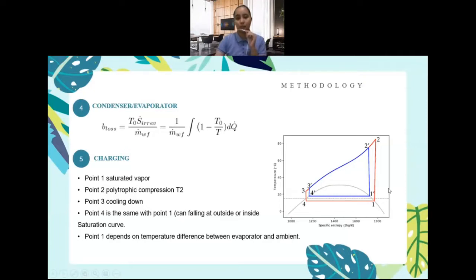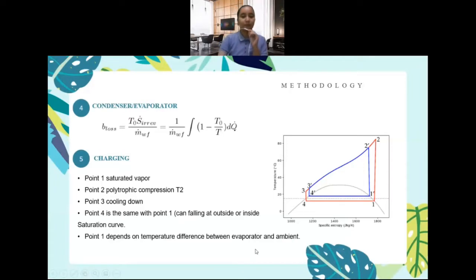At point one, it is saturated vapor. At point two, it is polytropic compression, and at point three, there is cooling down. Point four is the same as point one. So point one depends on the temperature difference between the evaporator and ambient. This is the efficiency. If the efficiency is decreased, that means the temperature will be decreased.